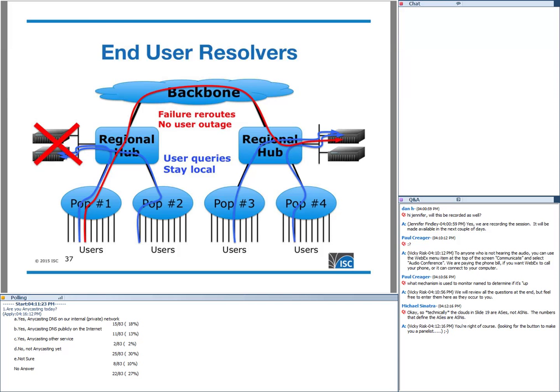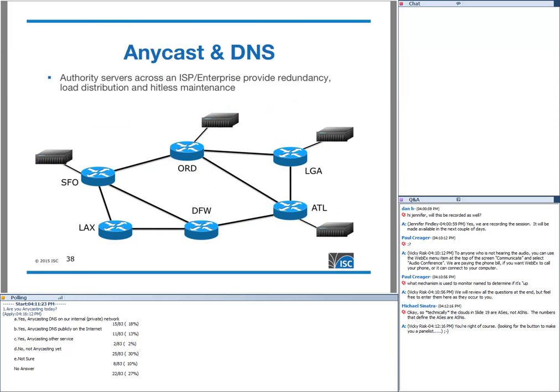Next slide, please. So here is another example, and this one's more an example of authoritative, because you can do this with recursive. The last one was recursive, this one's more authoritative, but it's the same general principle. Next slide, please. You can see where the requests are coming in and trying to stay as local as possible.